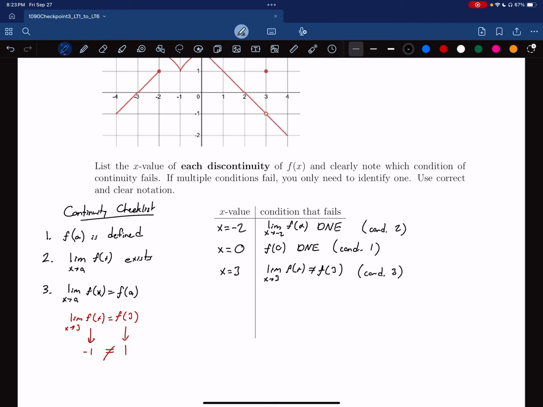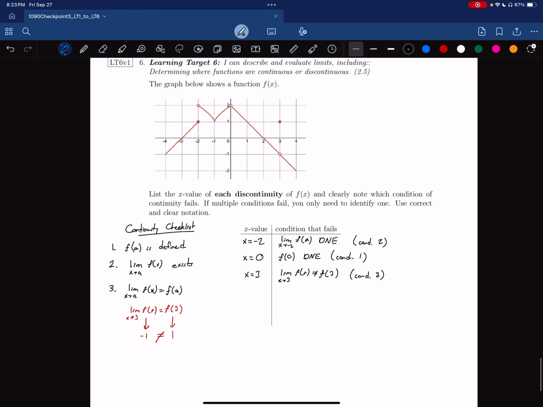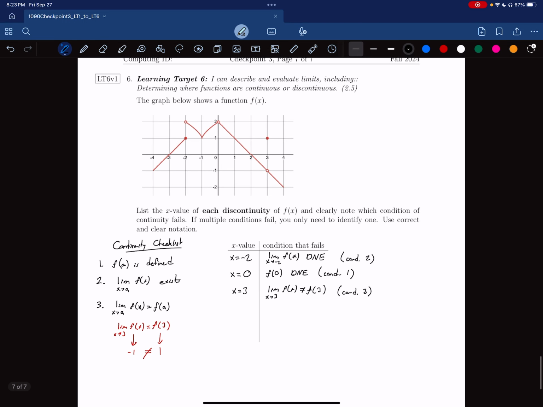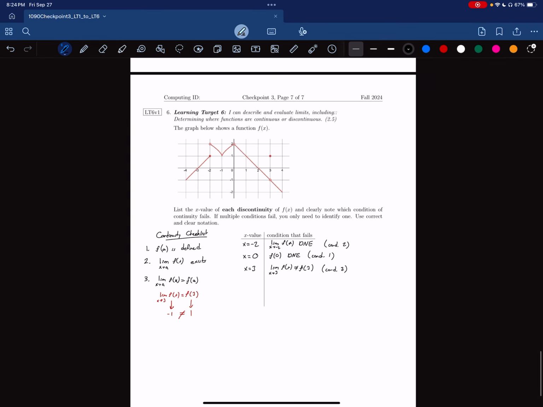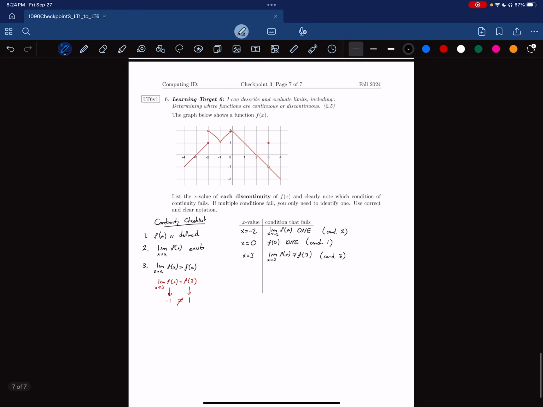I hope this makes good sense. It's definitely good to have that continuity checklist memorized, or just a really good understanding of it, because we test your knowledge first that there's a discontinuity and also recognizing exactly what that discontinuity is. If you have any more questions about this, stop by office hours. Thank you.